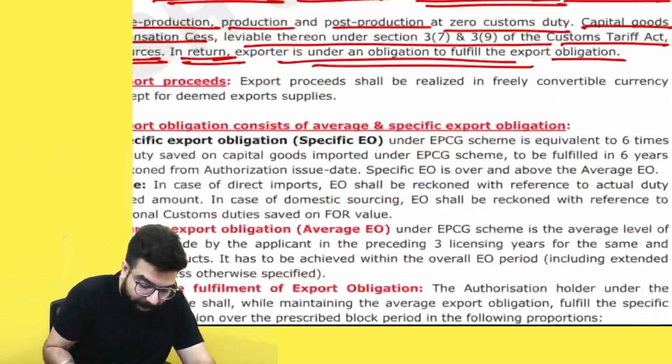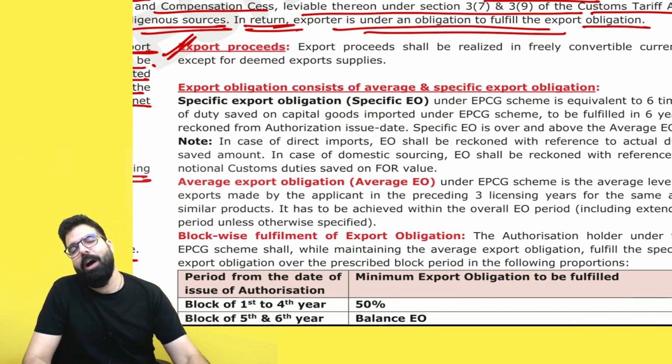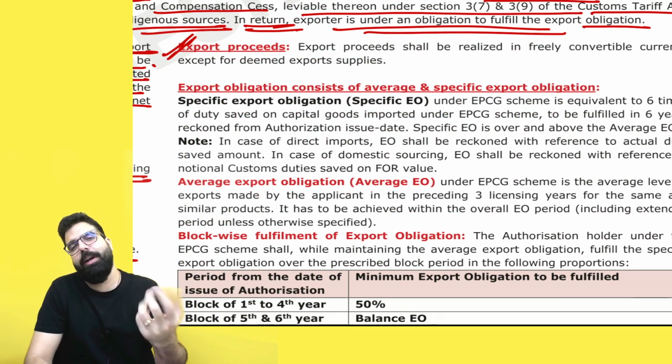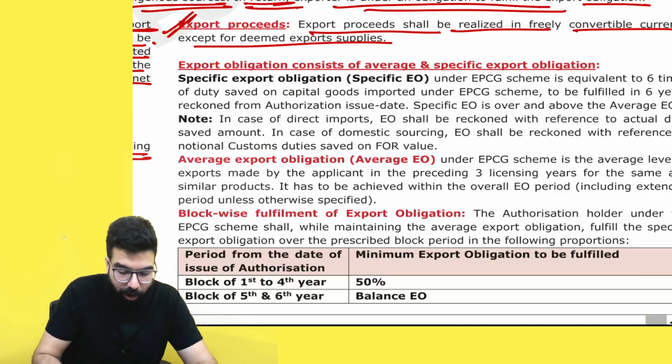The next one over here is, sir, how should I realize my export foreign currency? Baba, how should you realize your export proceeds? Simple. Export proceeds shall be realized in foreign convertible currency. That is already being told.